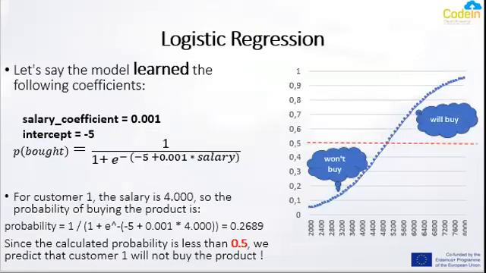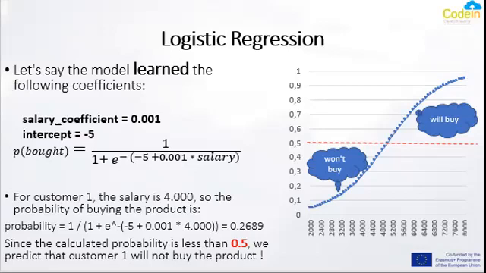In this example, the x-axis represents the salary of the customer and the y-axis represents the probability of a customer buying the product. The curve shows how the probability of a customer buying the product changes as the salary increases. At low salaries, the probability of a customer buying the product is low, but as the salary increases, the probability also increases. At a certain point, the probability levels off and approaches 1 as the salary continues to increase. The curve follows an S-shaped pattern, which is typical for logistic regression curves.